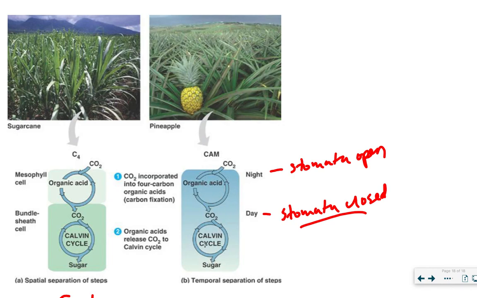So just to recap, CAM plants have temporal separation of their initial carbon fixation and the Calvin cycle, whereas C4 plants have spatial separation of the initial carbon fixation and the Calvin cycle. Both of these are adaptations that these plants have made to hot, dry, arid climates in order to prevent photorespiration from happening.